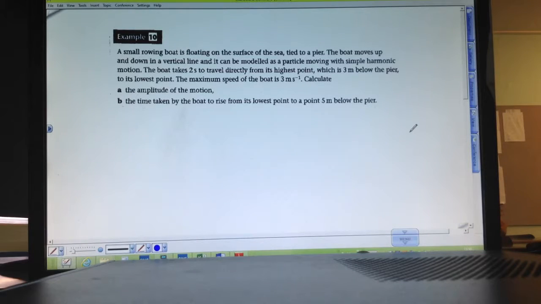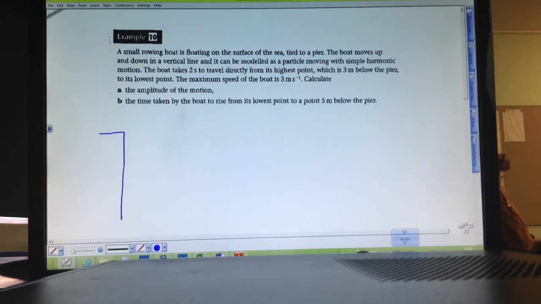A small rowing boat is floating on the surface of a sea, tied to a pier. The boat moves up and down in a vertical line, and it can be modelled as a particle moving with simple harmonic motion. The boat takes 2 seconds to travel directly from its highest point, which is 3 metres below the pier top, to its lowest point. So what is 2 seconds? It is what of its period? Half. Okay, so I can get straight from here. Do you understand that?